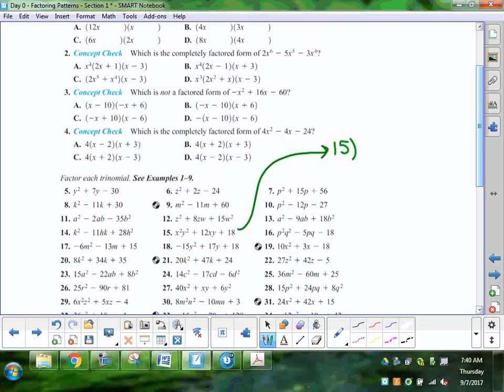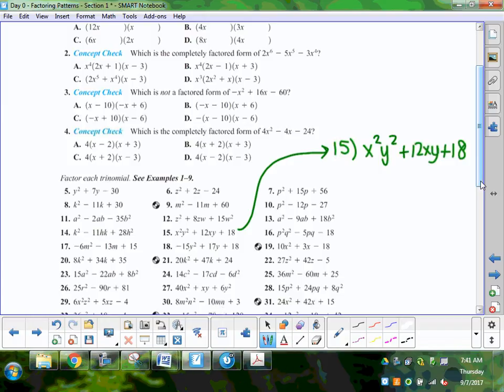If I have 15, I start off with x squared y squared plus 12xy and then plus 18. Now, when we're breaking this down, and this is something that's even going to come up today, this right now may look slightly confusing. There's something that we're going to talk about a lot of times. When you see a situation that's really complicated, break it down into something that's similar and something that you know how to deal with.